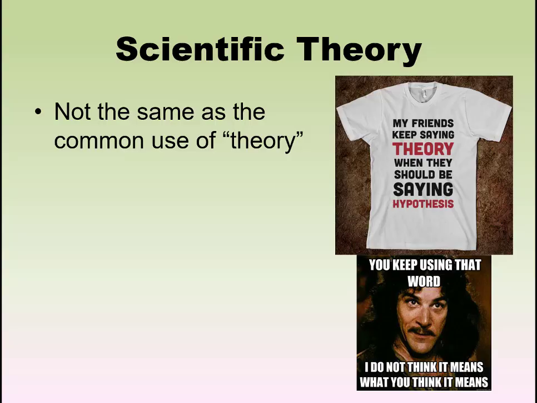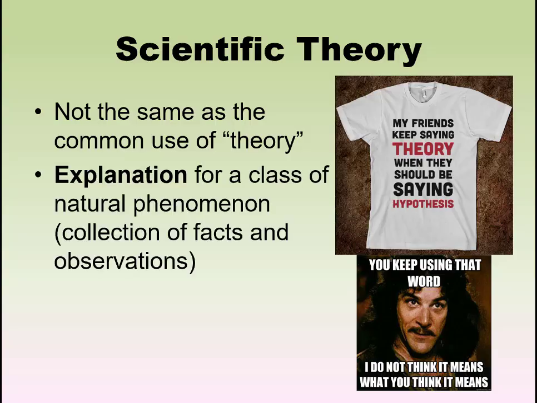So oftentimes on the news, you'll hear people saying, well, I've got a theory about that, when truly what they probably have is a hypothesis. They have an explanation for a specific observation as opposed to something as well understood as a scientific theory. So getting that out of the way, let's take a look at, well, what is a scientific theory? A scientific theory is an explanation for some class of natural phenomenon, so a collection of facts and observations.